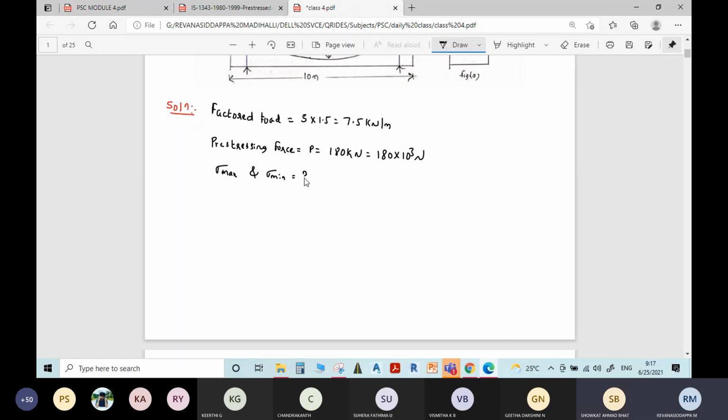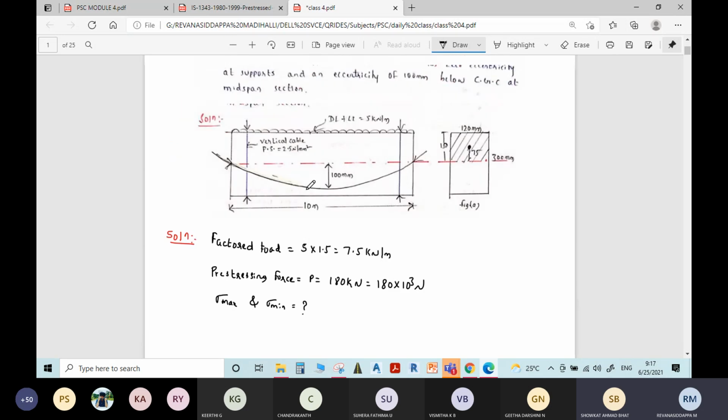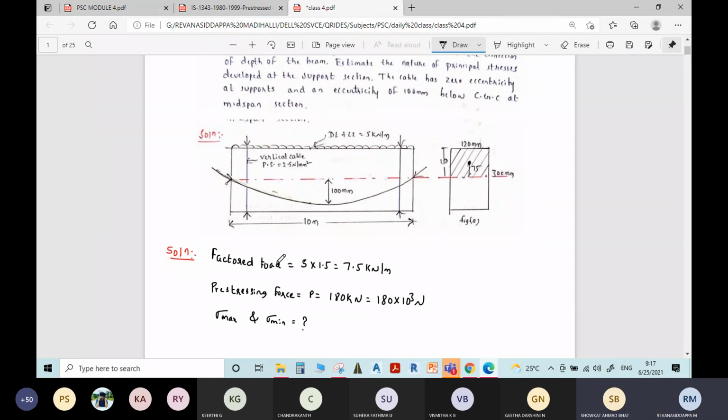Sir, please show the figure, sir. For a second. You are still writing the figure? Yes, sir. One second. Sir, can you please repeat from the figure, sir?